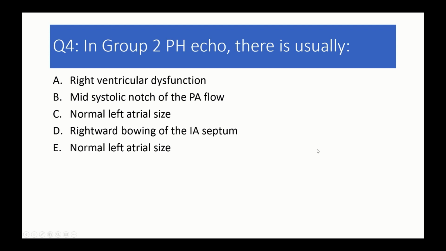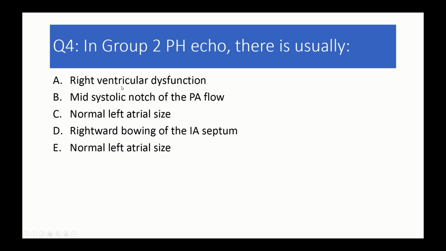Okay, since we're almost done with time, I'll give you the answer. It's rightward bowing of the interatrial septum, because in pulmonary hypertension secondary to heart disease, the left atrial pressure is much higher than the right, and it's going to push the atrial septum into the right. So rightward bowing.